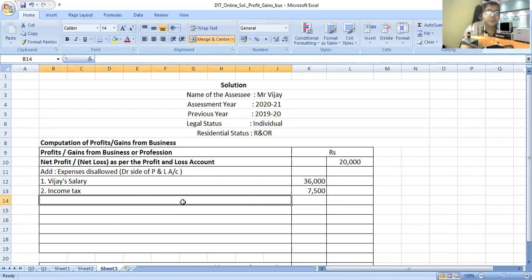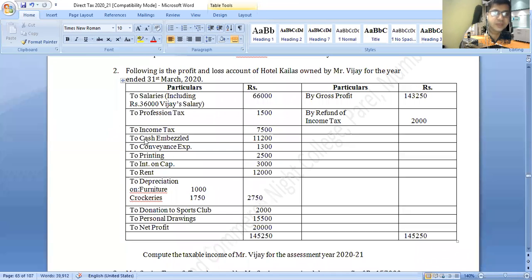Okay. Now the next item in our profit and loss account, debit side, cash embezzled. Embezzle means fraud. Sometimes in the hotel, the cashier commits fraud. If he does this particular kind of fraud, that is called embezzlement.